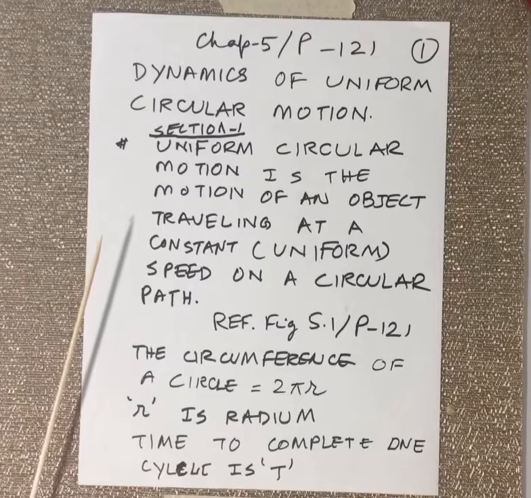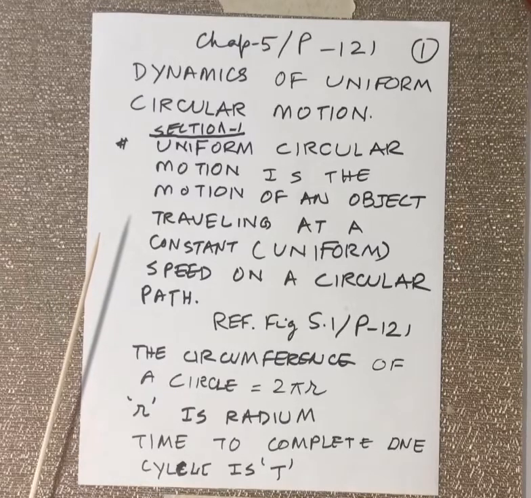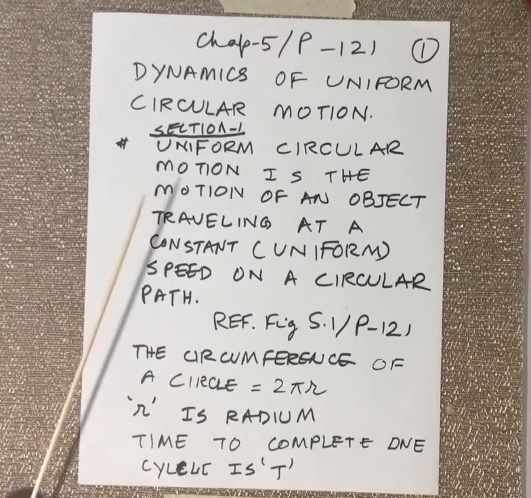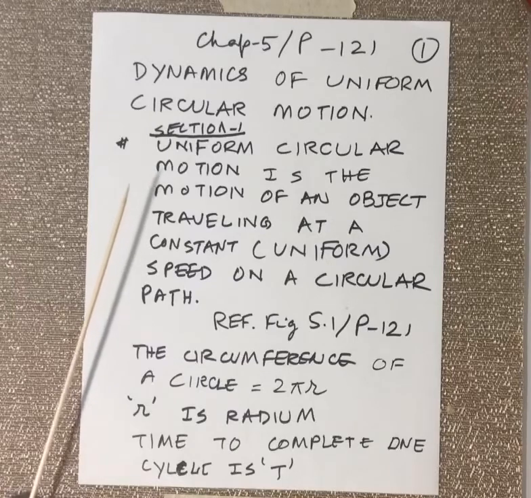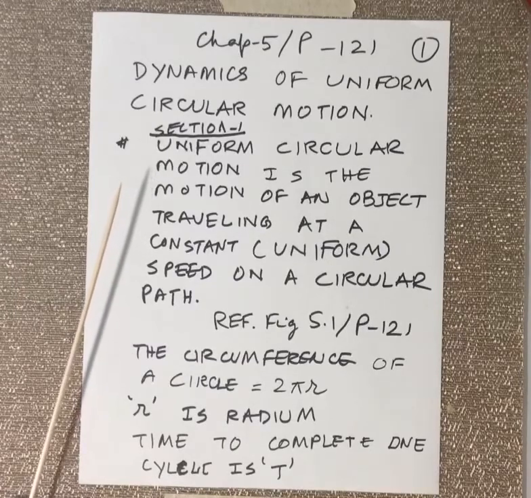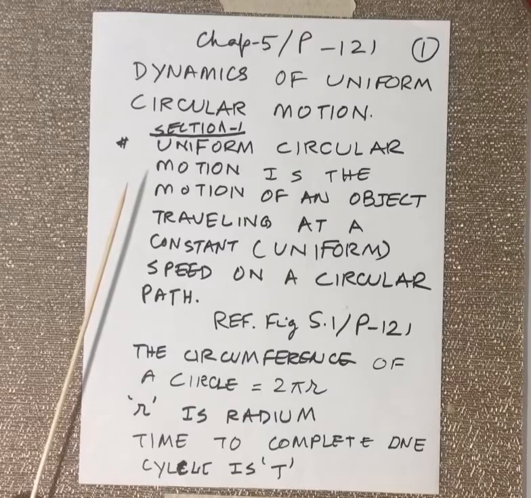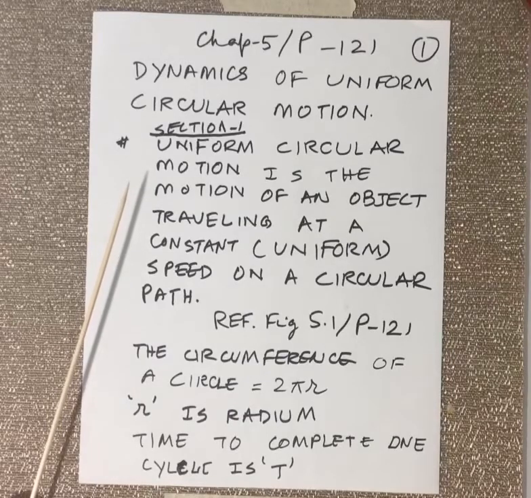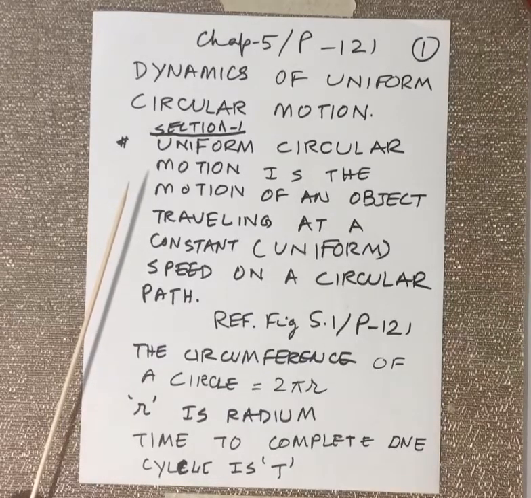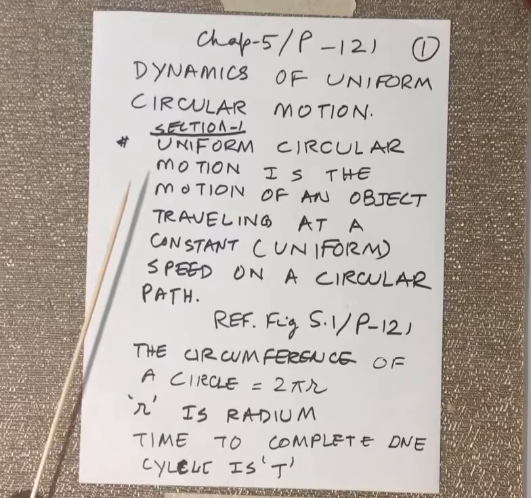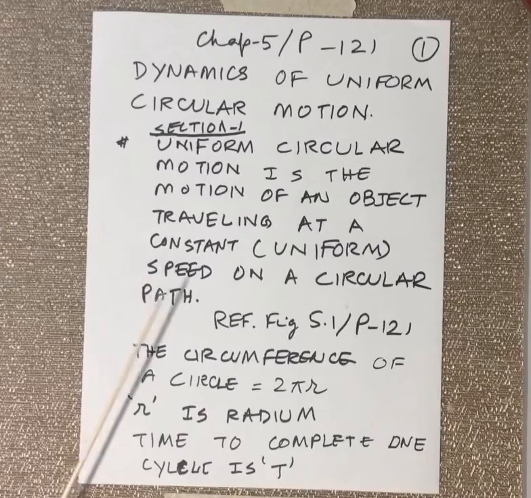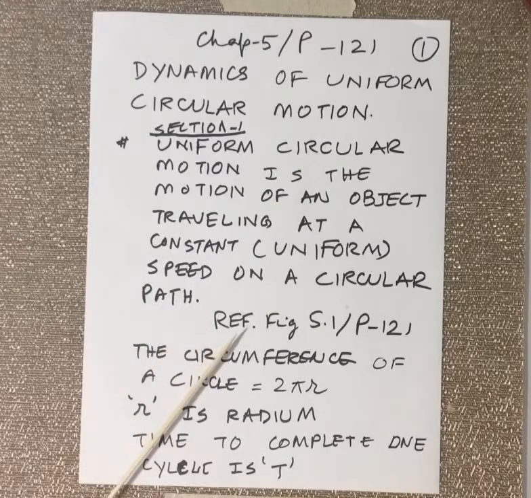In chapter 5, we'll talk about uniform circular motion, where the object is moving in a circle. To define uniform circular motion, it's a motion of an object traveling at a constant or uniform speed on a circular path. You can look into figure 5.1, page 121.